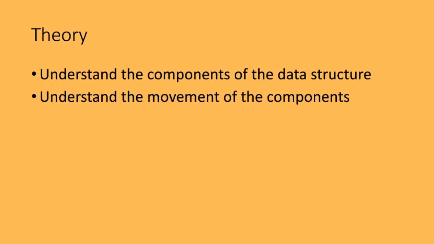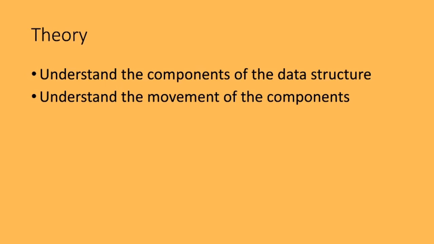The next thing you have to do is understand what I call the movement of the components. A data structure is never static, it has some movement. So how is the information flowing in the thing? For example, in a single linked list, you go from the start to the end. So you really have to understand how the data structure moves.